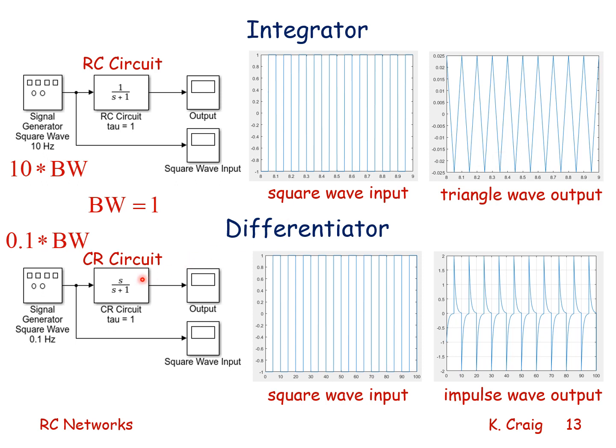For the CR circuit, if I make the input signal square wave, at 1/10 of the bandwidth, where the bandwidth is 1 over tau in radians per second, and tau here is 1, I see that my square wave is shown, the square wave input, and the derivative of the square wave is an impulse. Square wave input in, impulse wave out.